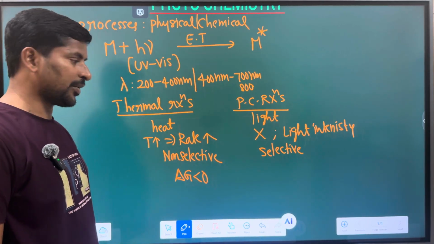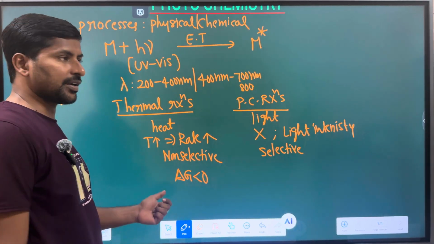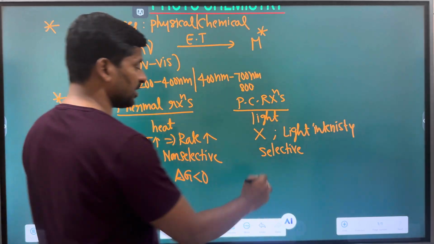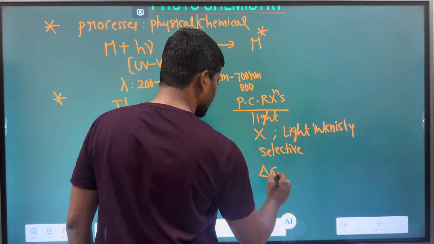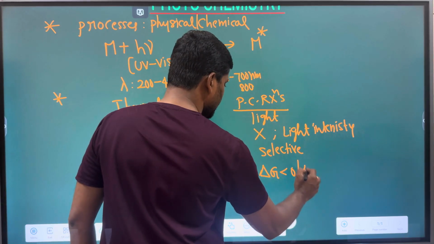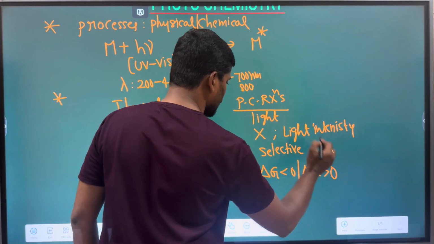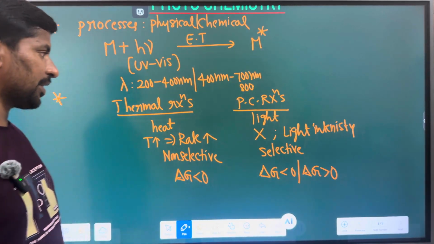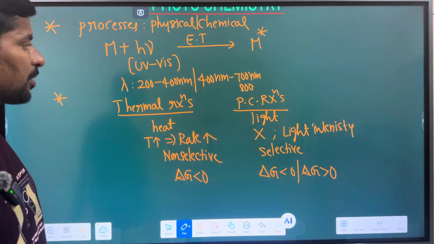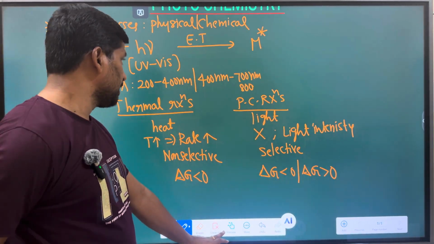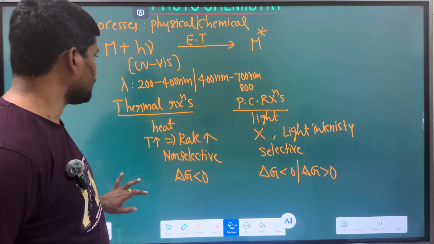Light energy may not be required; heat energy is required. Dark reactions have delta G less than 0, but for photochemical reactions there is no such condition. Delta G may be either less than 0 or greater than 0 for a photochemical reaction. These are some differences between thermal and photochemical reactions.